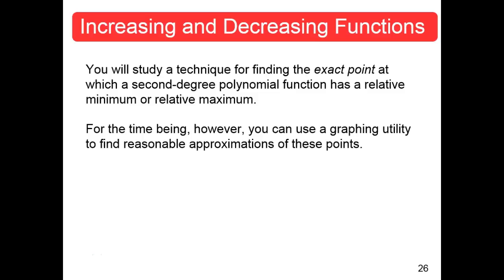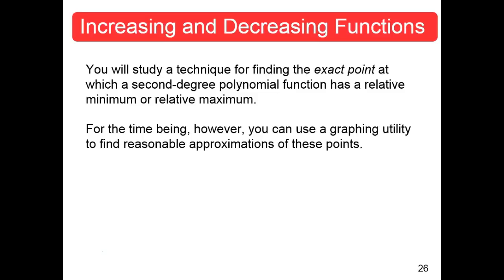When we get to the next chapter, you'll study a technique for finding the exact point of a second degree polynomial. What do we usually call a second degree polynomial function? That's a special name. Quadratic function. A second degree polynomial function or a quadratic function has either a relative maximum or relative minimum. And it only has one because what's the shape? A parabola. And a parabola either has one minimum or one maximum. That's all. And we can figure those out. The rest of them, you almost need calculus.